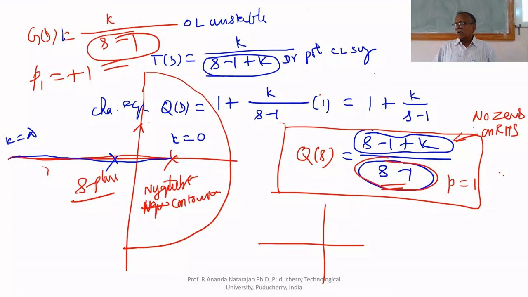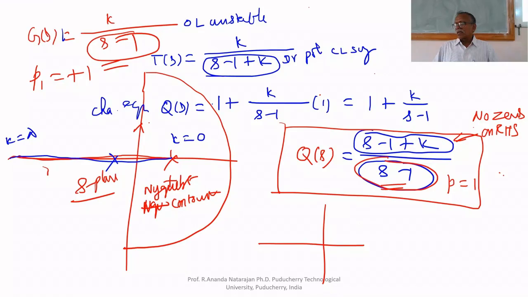It means one open loop pole is on the right hand side. That's why this encirclement. Suppose two open loop poles are on the right hand side, but no zeros on the right hand side, it will encircle twice in the anti-clockwise direction. Again, it is stable.